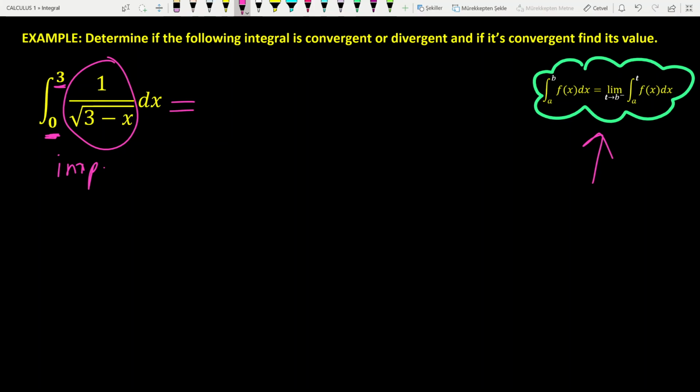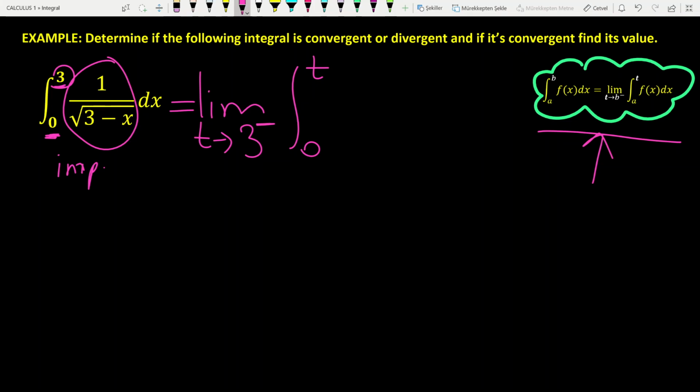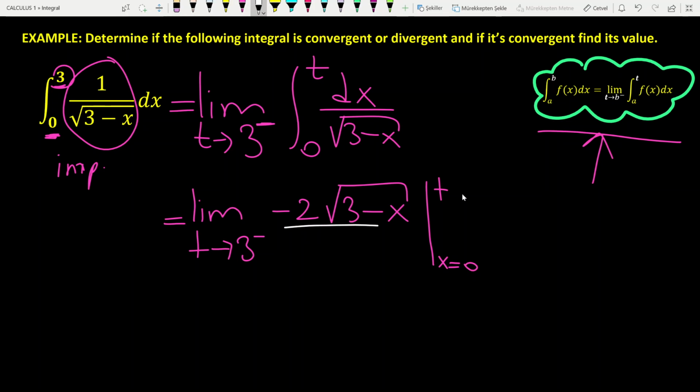Okay. So what do we do? We have a rule here. We should apply this rule. We must assign a variable for the problem point. Let's say the variable is t. Okay, I gave the idea before. So we have the integral from 0 to t, and t approaches the point 3 from left. Okay, we write the integrand. This is dx over square root of 3 minus x. I actually solved this problem before. This is the antiderivative of the integrand.